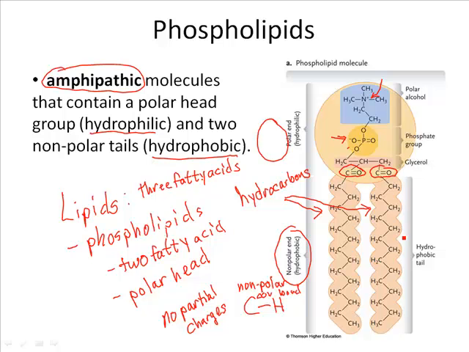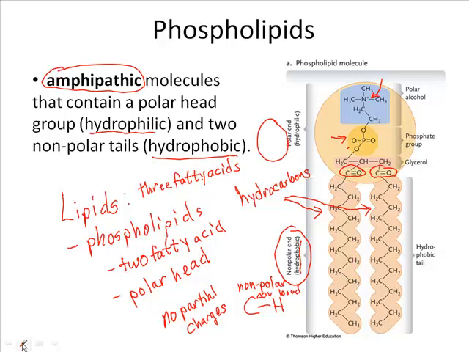So because of the abundance of carbon and hydrogen, we have all of these non-polar covalent bonds, making those tails hydrophobic in nature. So now you can see the amphipathic character that I'm talking about. You have this polar hydrophilic head group, and then you have these 2 hydrophobic fatty acid tails.